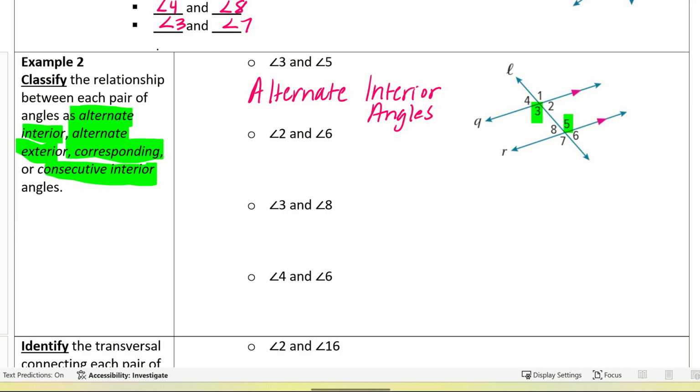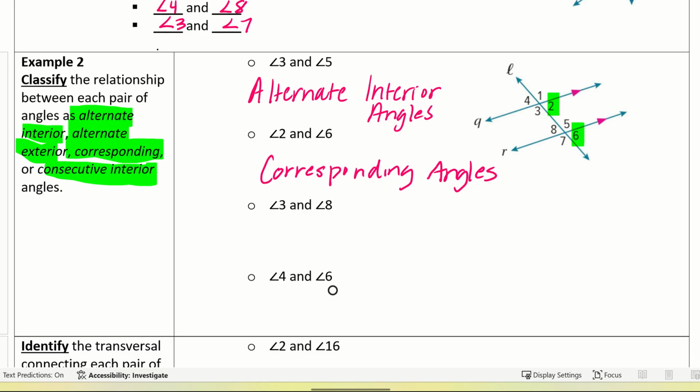Two and six. So let's go ahead and erase these. Highlight 6 and 2. Now they're on the same side, so they're either going to be consecutive interior or corresponding, but they're not both in the interior. So these are corresponding because they're both on the bottom of their line and they are both on the right hand side. So they're corresponding angles.